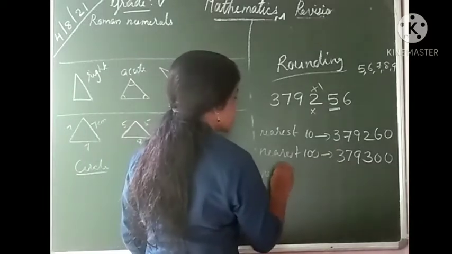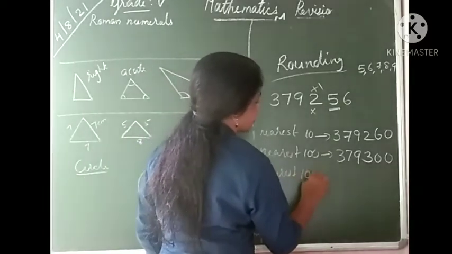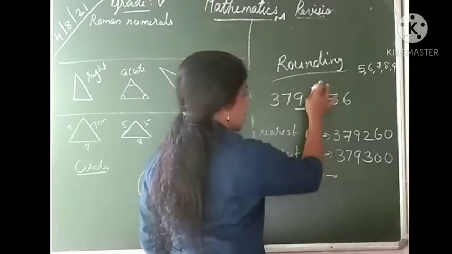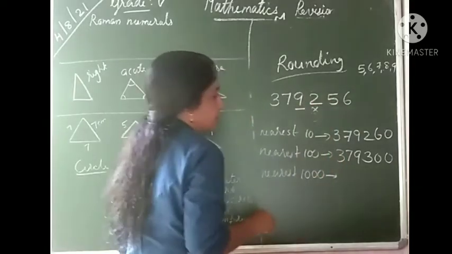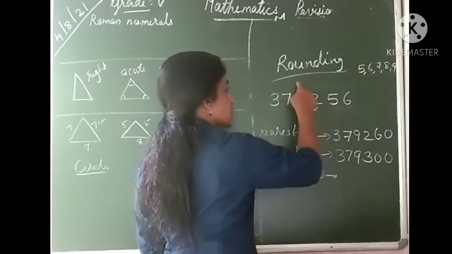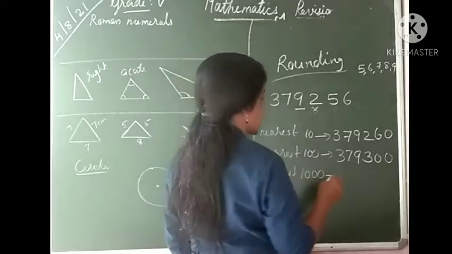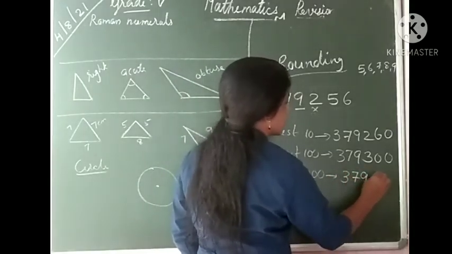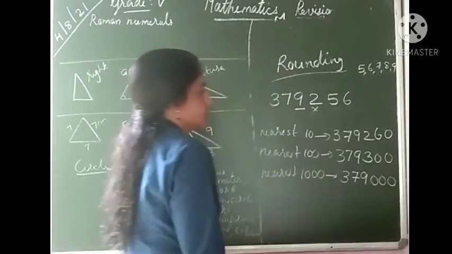Then nearest 1000. Here also, what is the 1000's place number? 9. By checking the 100 place, the 100 place number is less than 5. Therefore, there is no change in the 1000's place. 3, 7, 9 have no change. All other numbers become 0.